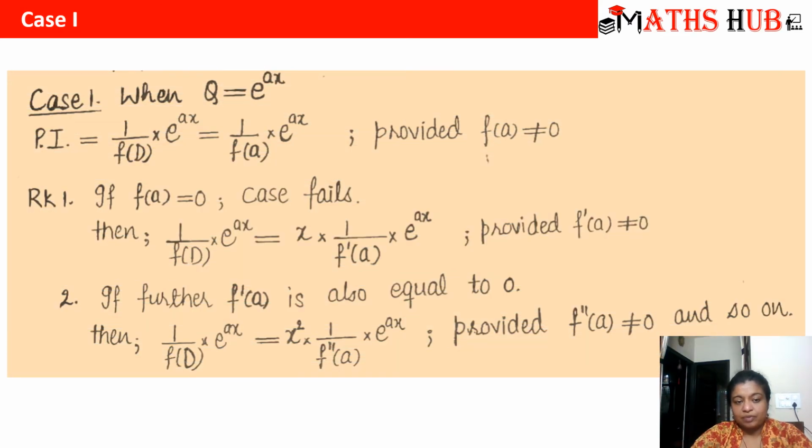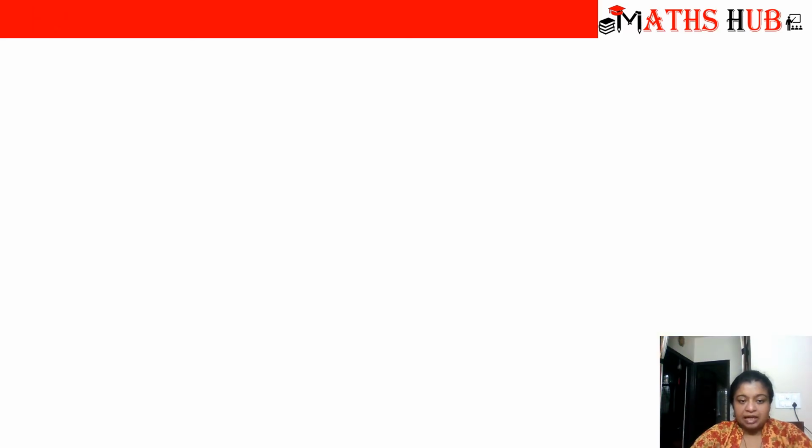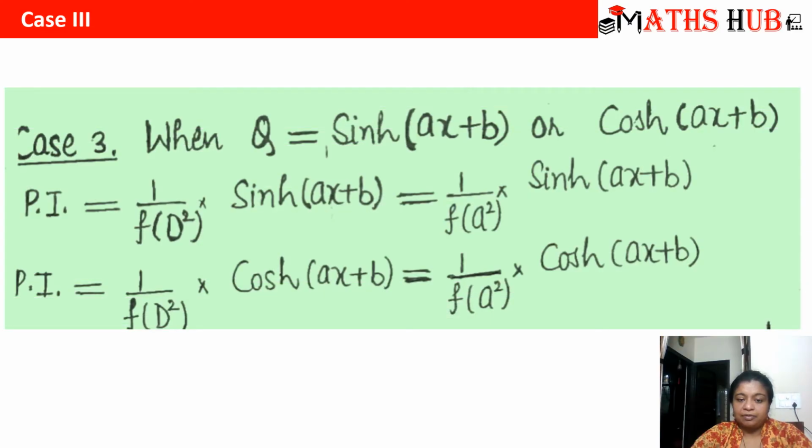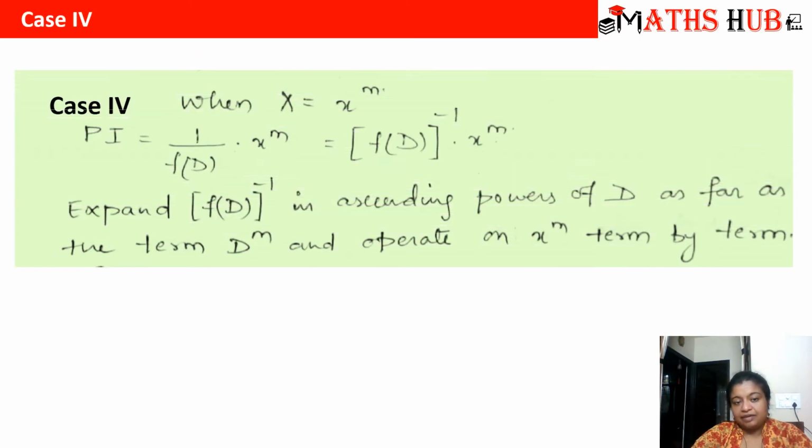Rule number 1 was when we have e raised to power ax on the right hand side, we replace D by a. In the second case, if we have sine or cos functions, we replace D square with minus a square. If we have sine hyperbolic or cos hyperbolic functions, we replace D square with plus a square. Then if we have powers of x, we take the help of binomial and expand f(D) raised to power minus 1 in ascending powers of D till the terms of D raised to power m, so that we can calculate the derivatives term by term, and the higher derivatives than power m will all become 0.